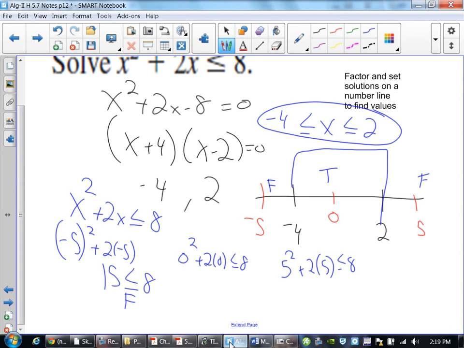How do you know which sign to use? Like positive 4? Okay, if I use positive 4: 4 squared plus 2 times 4 minus 8. Is that smaller than or equal to 8? What's 4 squared? 16, plus 8.